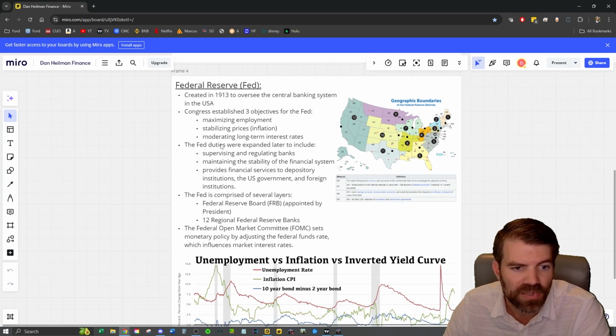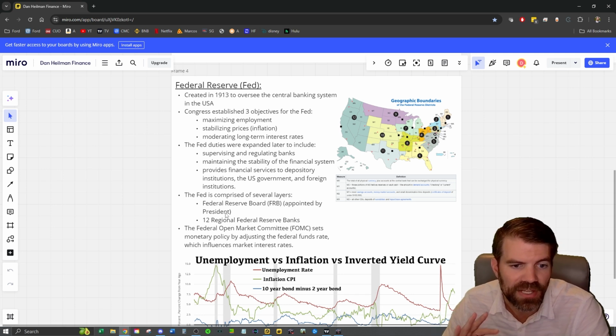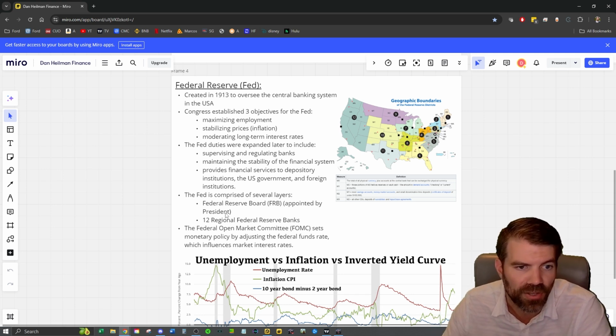And there's basically a couple layers of the Fed. There is a board, the FRB, the Federal Reserve Board, appointed by the president. So it's technically not a government entity. The Federal Reserve is a private entity, but the board is appointed by the government, though they really don't have anything to do with the government, right? Their only goal is just the economy, basically. That's all they care about. Unemployment, inflation, that is literally all they care about.